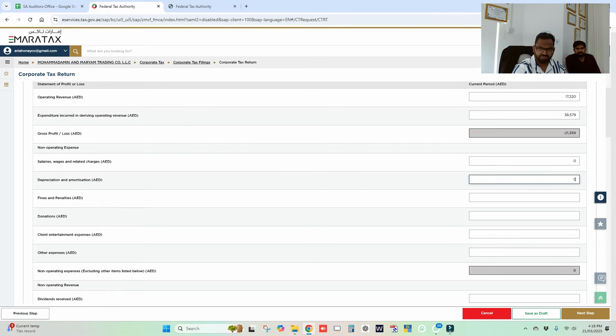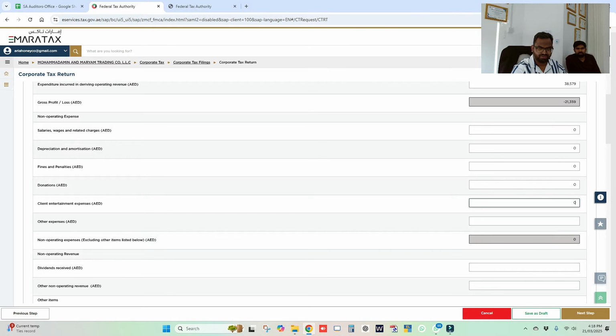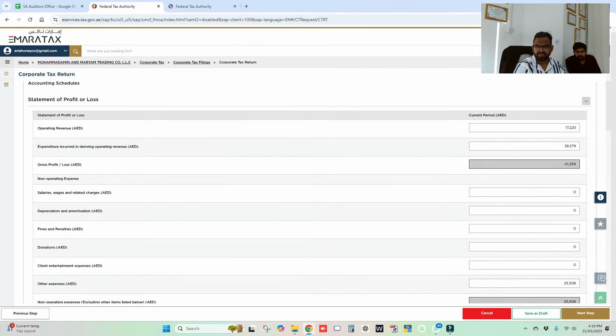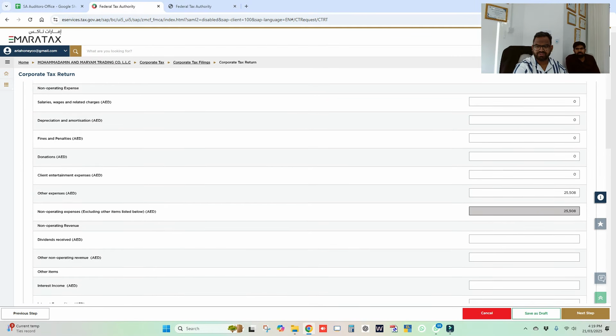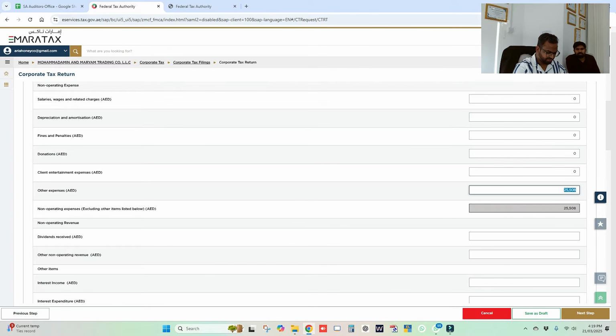Depreciation, do we have? We don't have a fixed asset. In this case, fines and penalties, no. Donation, no. Client entertainment expenditure, no. Other expenditure, all the expenditure they have I am putting here. Okay. We have a gross loss here of 21,000, and then we have the other expenditure, this one.